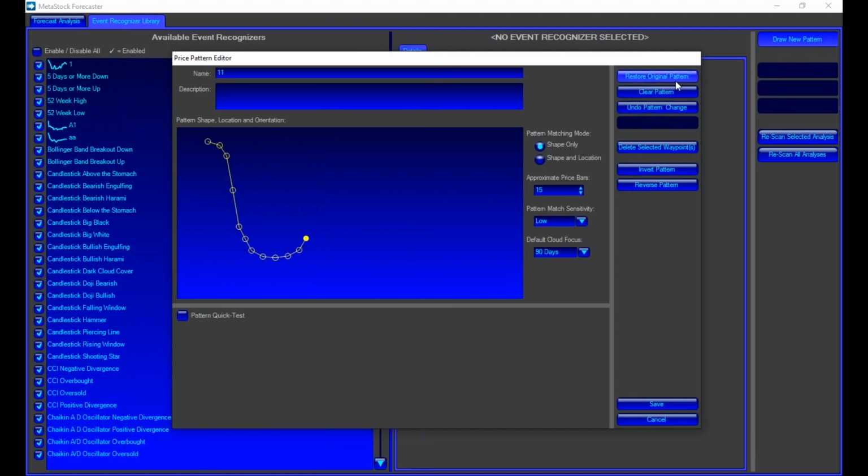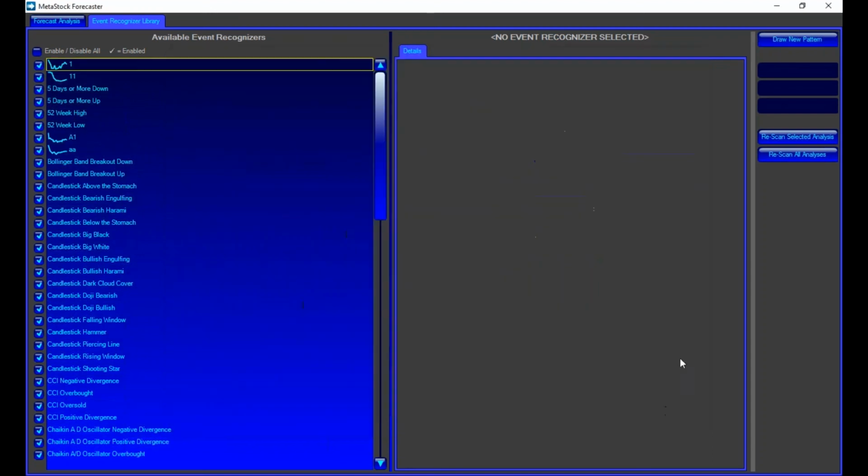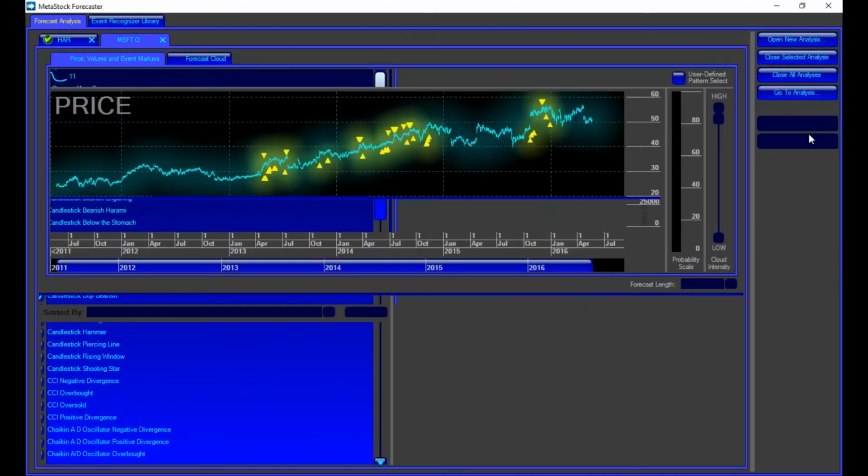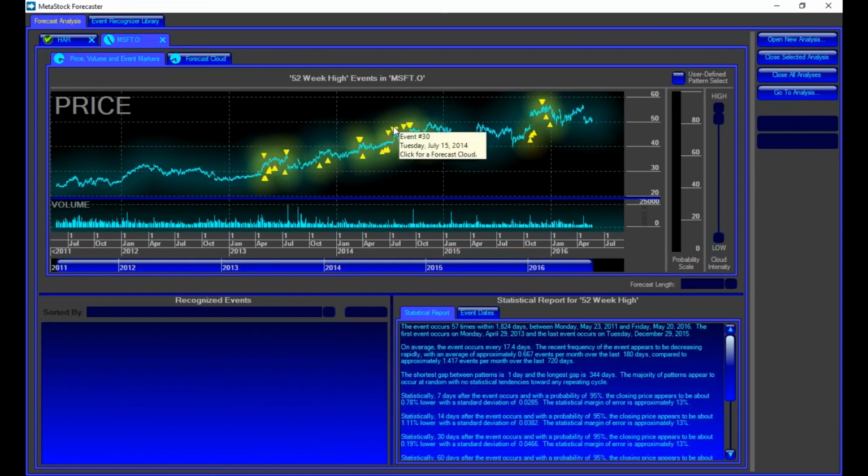Now let's actually save the pattern. We're going to rescan with the pattern that we just created.